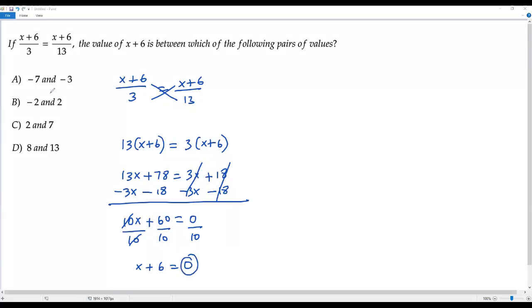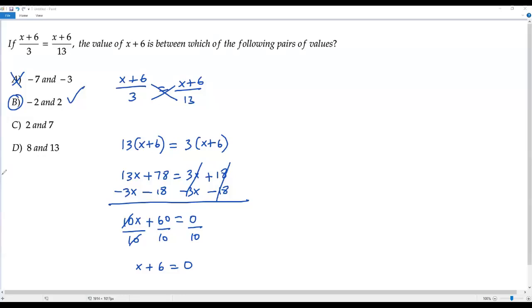Now let me take option A. In option A, both of them are negative values, negative 7 and negative 3. There is no chance to get the value 0 between two negative values. So option A is incorrect. In option B, we get a negative value and a positive value. So we get the value of x + 6, that is 0, between negative 2 and positive 2. Always we'll have 0 between a negative value and a positive value, since one of the values is negative and the other value is positive. So definitely the value of x + 6, that is 0, lies between negative 2 and positive 2. So I'm pretty sure option B is correct.